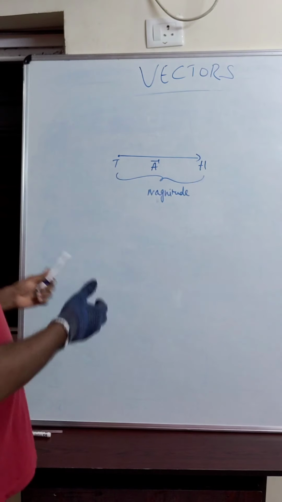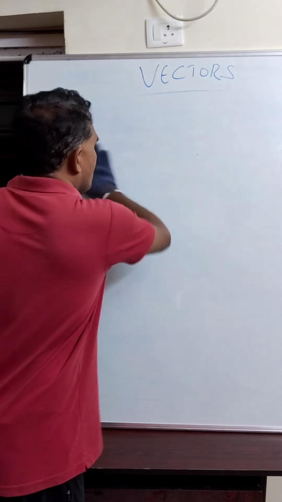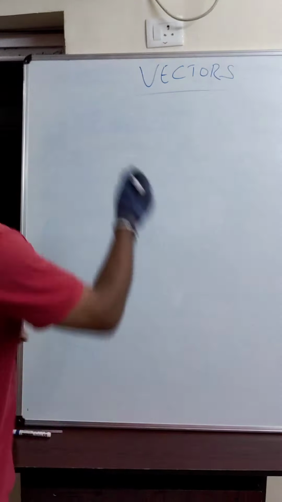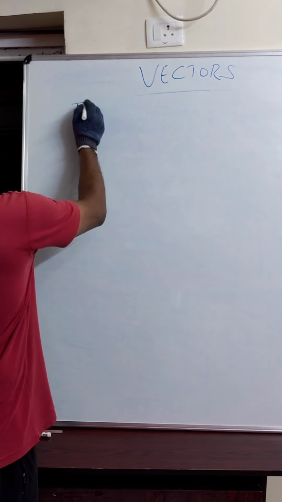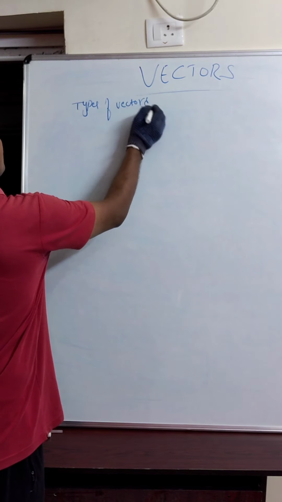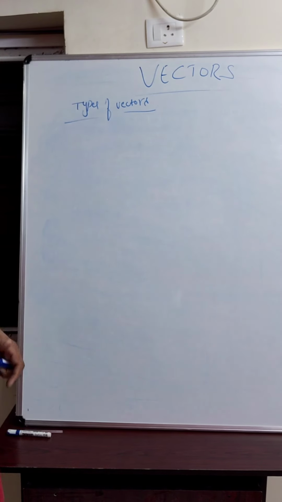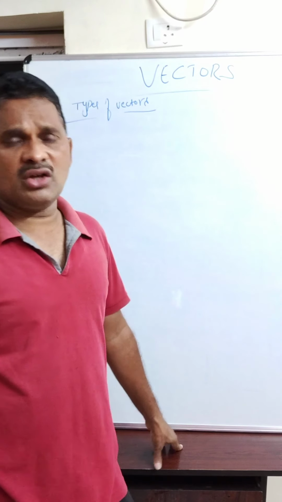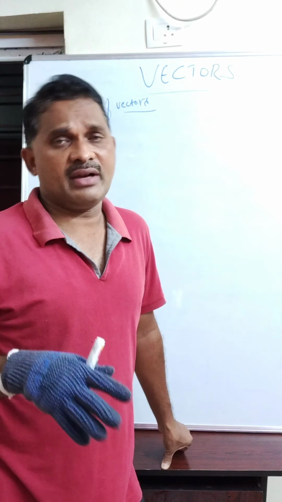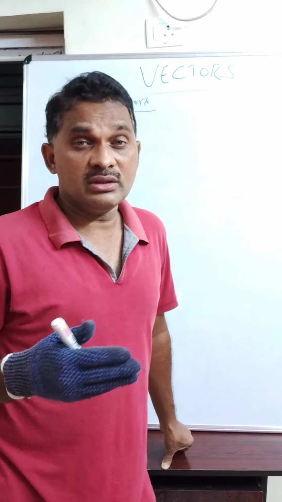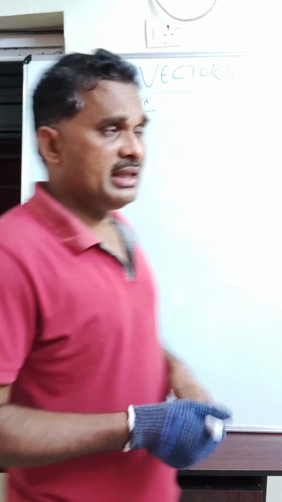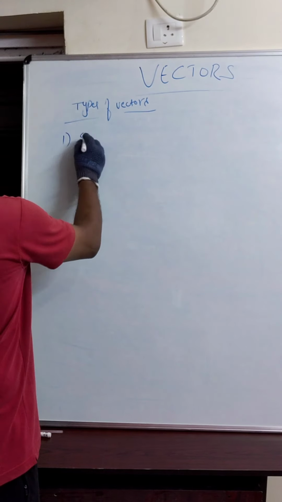Then we'll understand types of vectors. According to the vectors' direction and according to the vectors' magnitude, we have many types of vectors. In that, the first one is equal vectors.